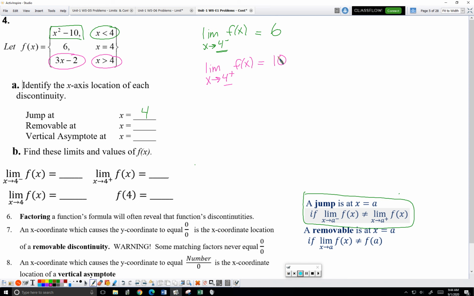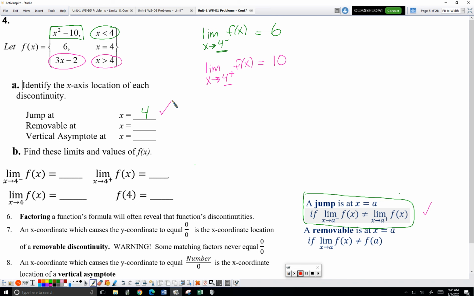Question. Sweet. You have this memorized, so now you remember. Oh yeah, left and right limits are different. There is absolutely a jump at x equal 4.